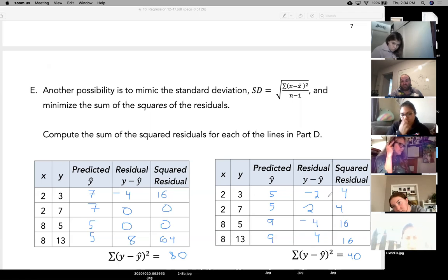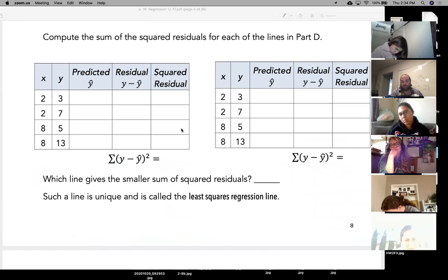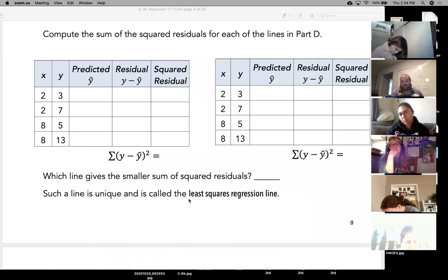And yes, this is the way we do it. We find the line that makes the sum of the squares of the residuals as small as possible. That is the mathematical approach. And it's called, for that reason, the least squares regression line, okay? Because it makes the sum of squares as small as possible. The least squares regression line.